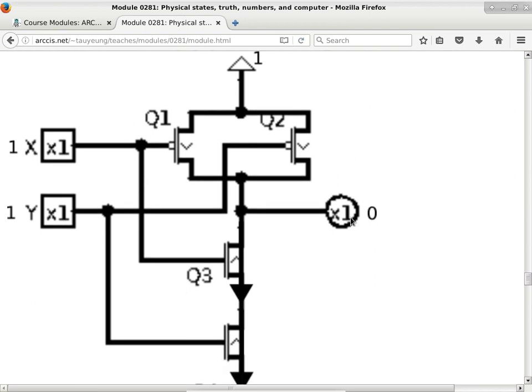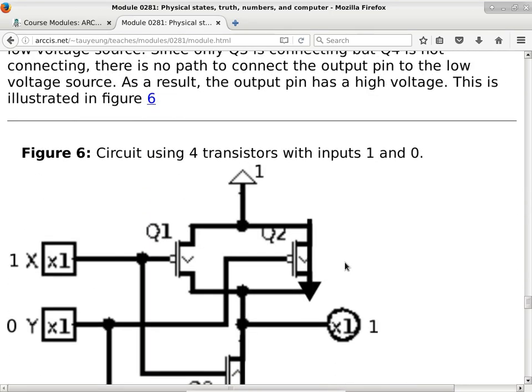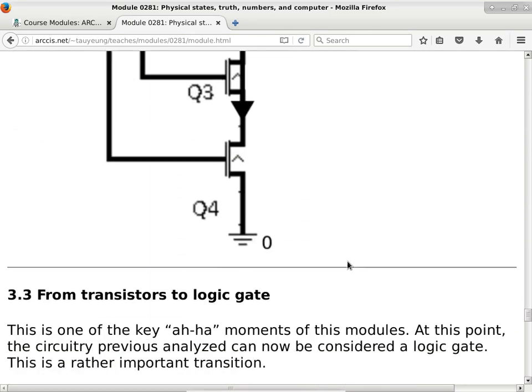So with this one, we have 1, 1 as input. With 1, 1 as input, Q1 and Q2 are turned off, and therefore you don't see any flow here. But since Q3 and Q4 are both on, you see there's one connection here and one connection here, and as a result, the output pin is now connected to the ground, and it will experience a low voltage or 0 volts. So all of this is just explaining the same thing that I explained on Monday already. I just did not use these pictures on Monday.